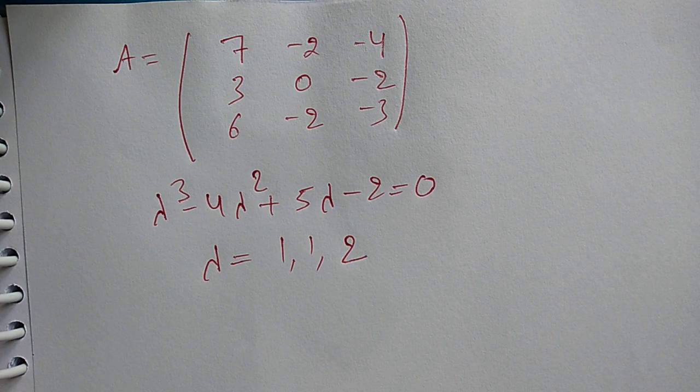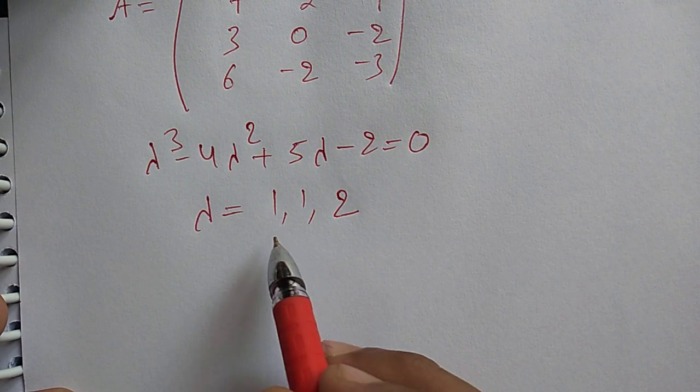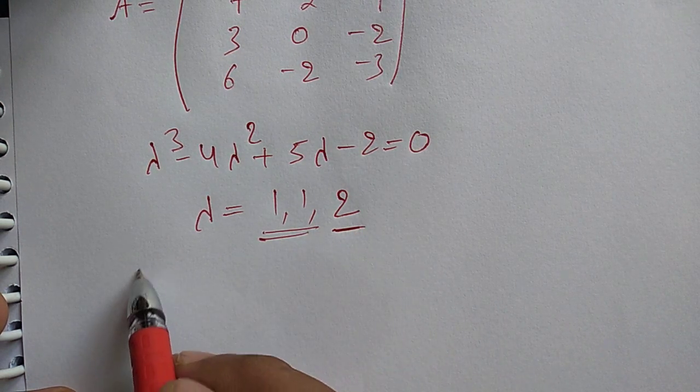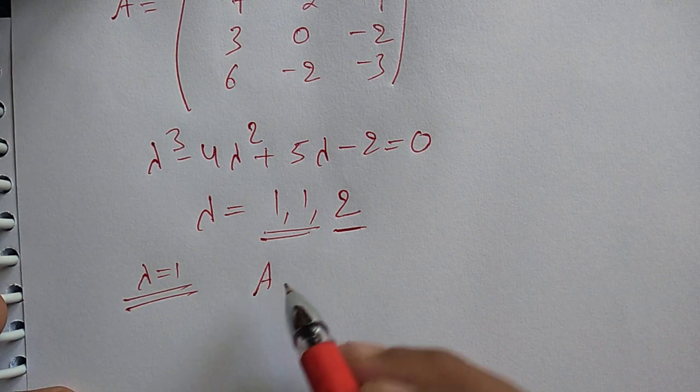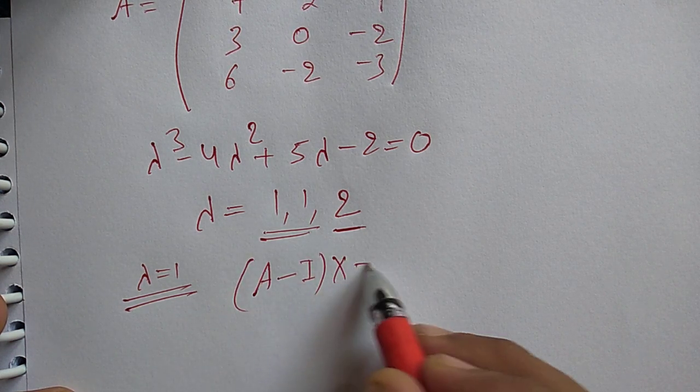Let us take the second example. A is the given matrix. Here I am writing the characteristic equation and eigenvalues directly, because you can find them using the previous question. So here lambda equal to 1, 1, 2. So these are repeated eigenvalues. We'll try to find the eigenvectors for lambda equal to 1 and lambda equal to 2. So let us see for lambda equal to 1 what the eigenvectors will be. A minus lambda I with lambda equal to 1, times x equal to 0.